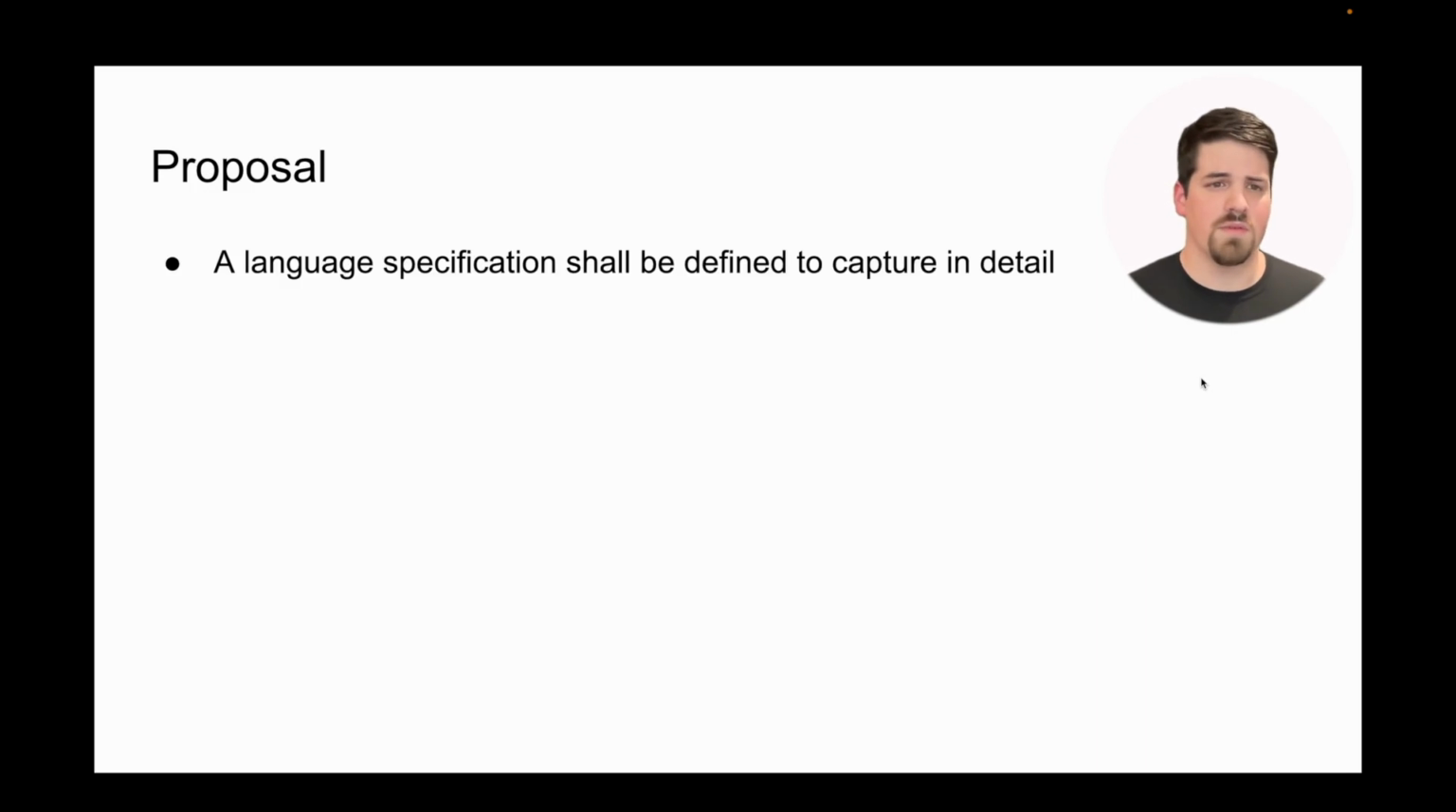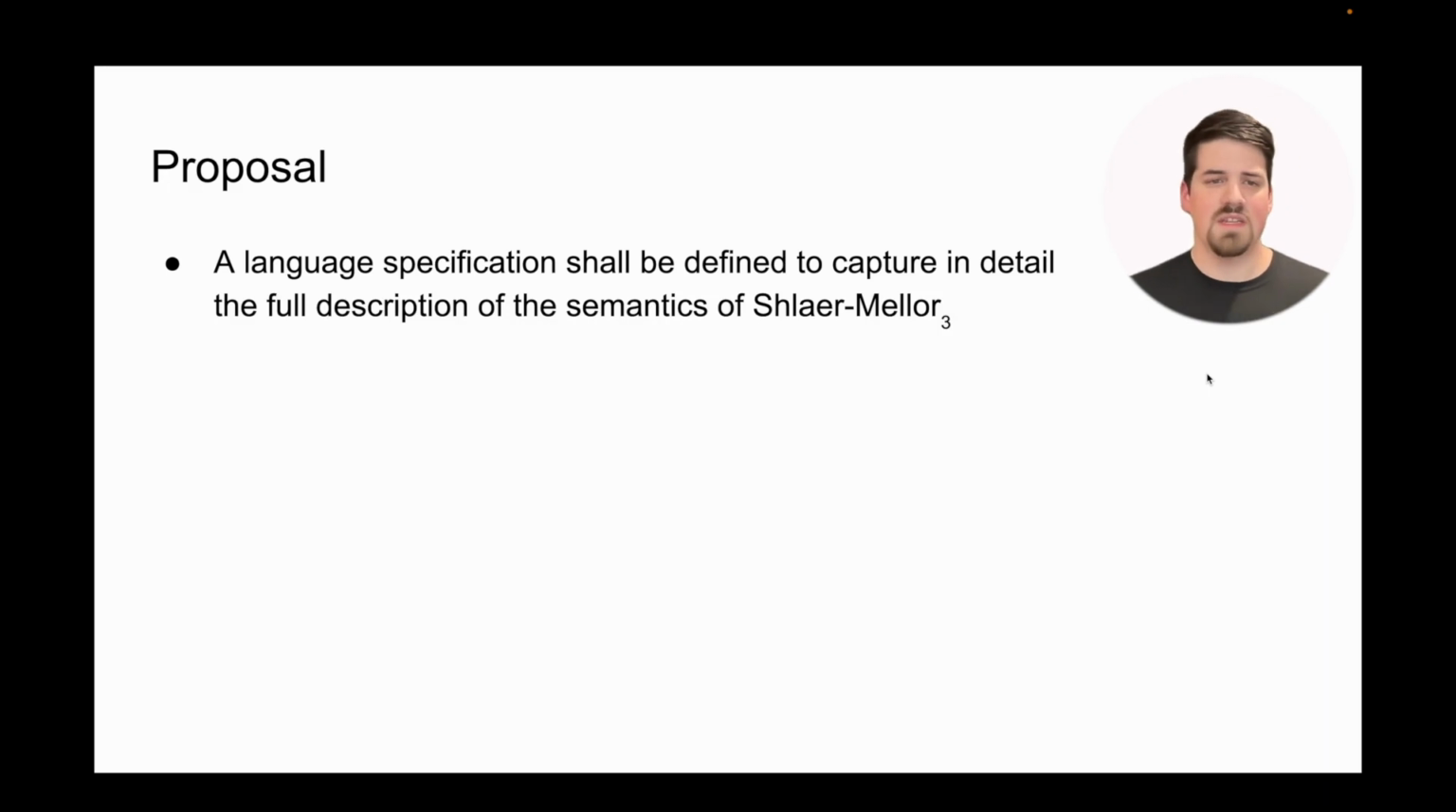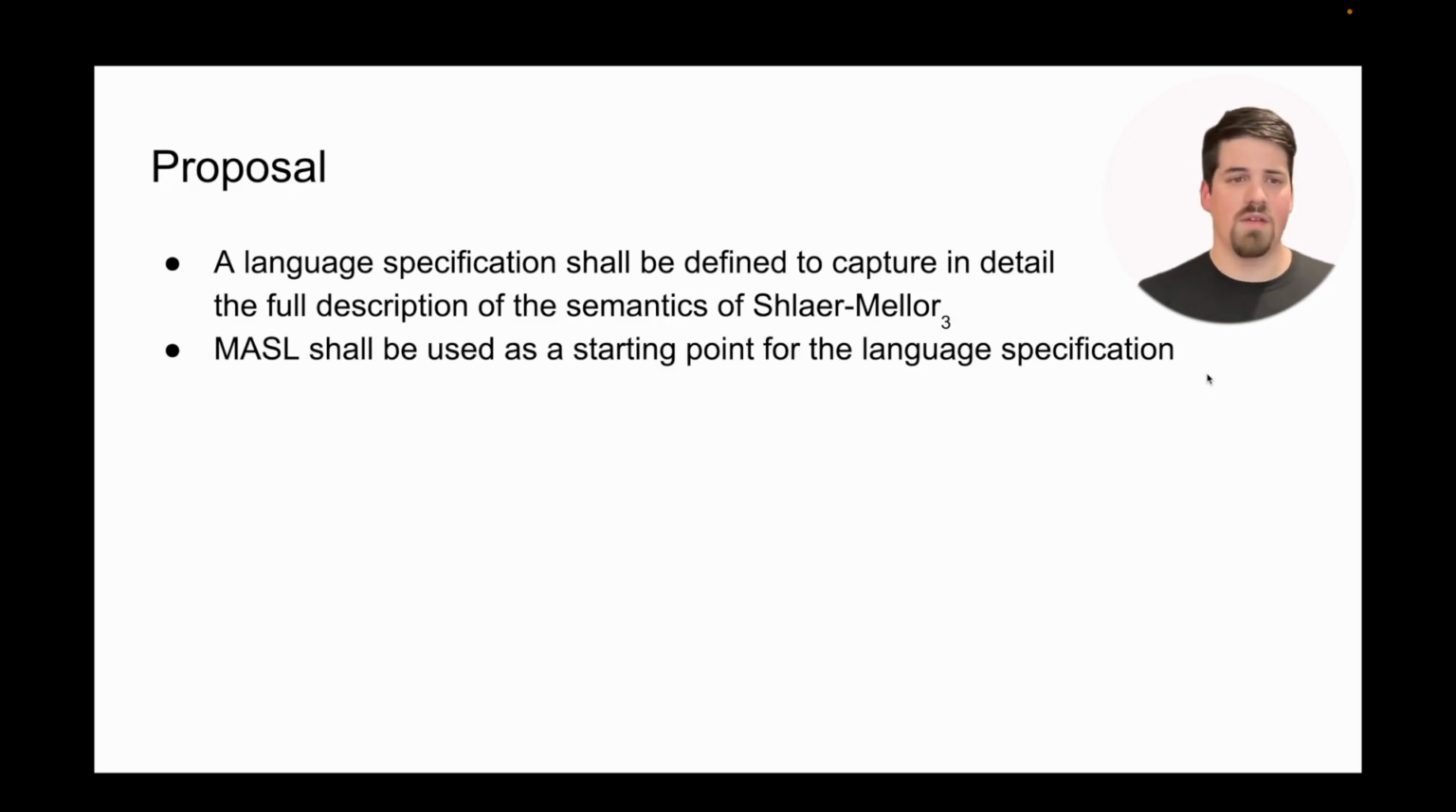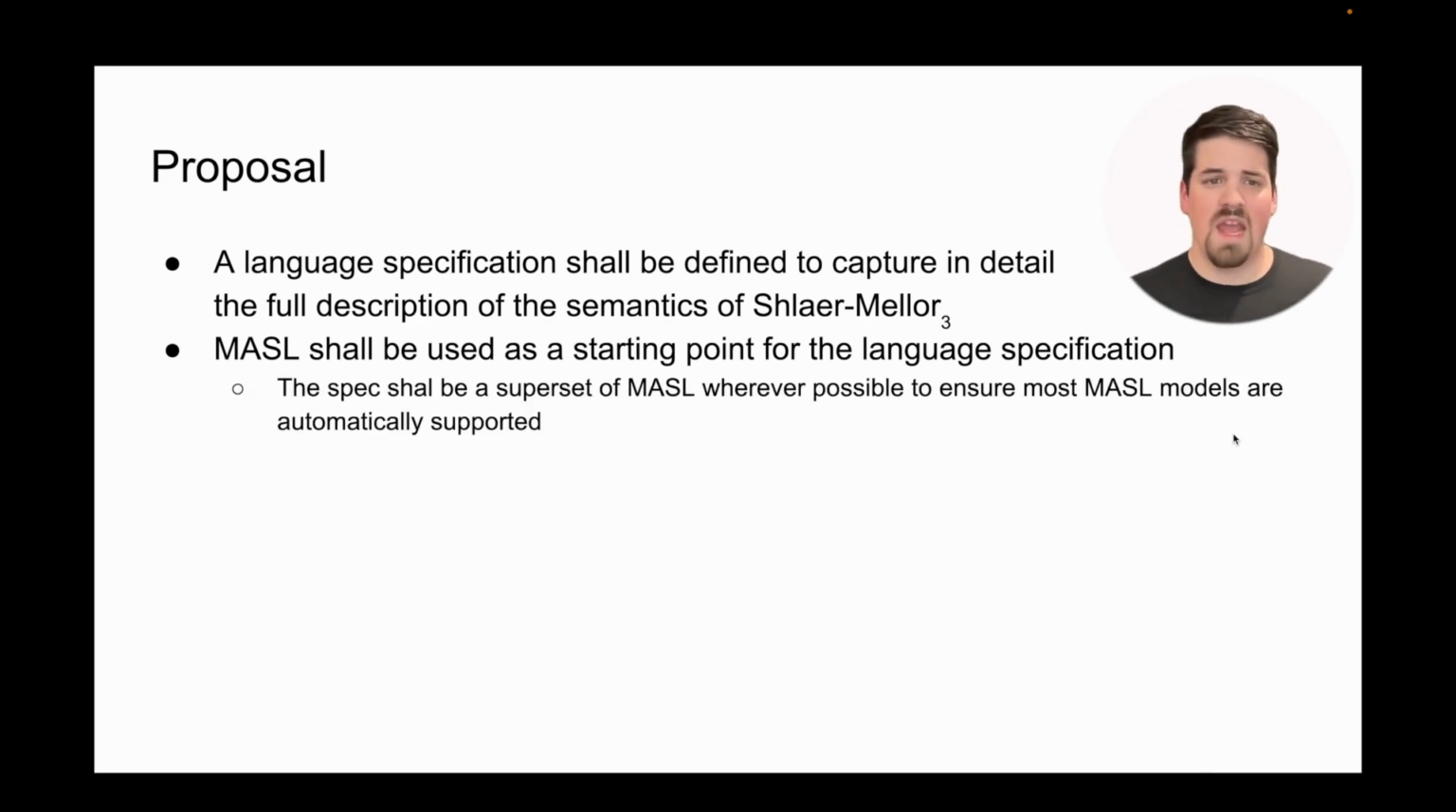So here's my proposal. First, we need a language specification that would be defined to capture in detail the full description of the semantics of Shlaer-Mellor. This can be using MASL as a starting point. We have a lot of the work already done in MASL. There's additional things that we need to add to be compatible with all of the existing xtUML models, but MASL is a great starting point. And the goal with that would be that MASL languages would automatically be supported right out of the gate so that MASL modelers, the existing MASL tools and the existing body of MASL models would also work.